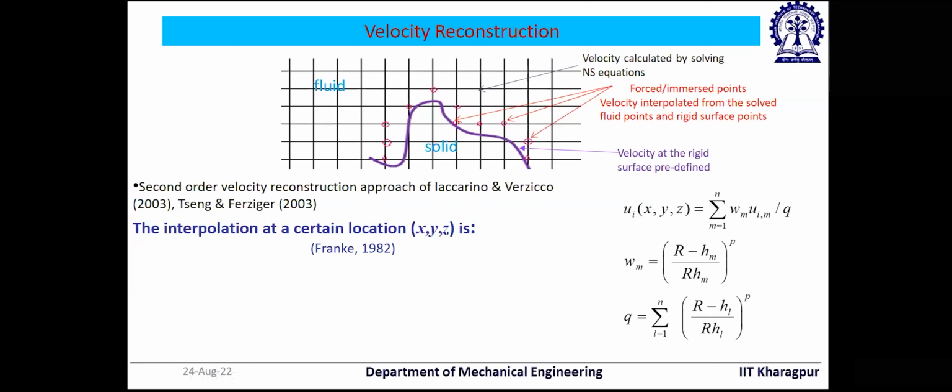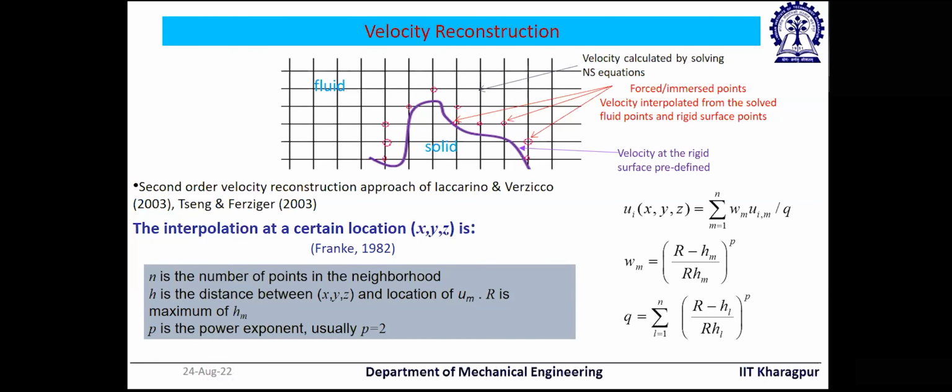One of the methods is second order velocity reconstruction by inverse distance by Franke. Similarly, there are many other interpolation functions. We'll use a different interpolation function, but this is a very general interpolation function which I'm showing here in case the points are heavily scattered on the surface.